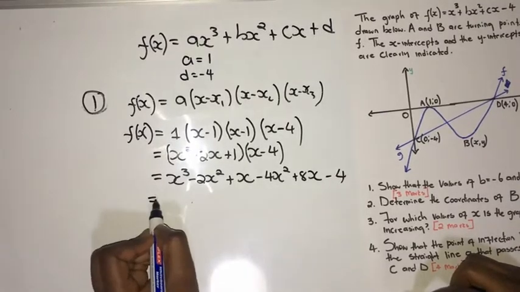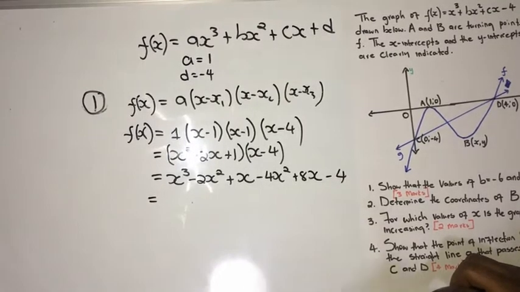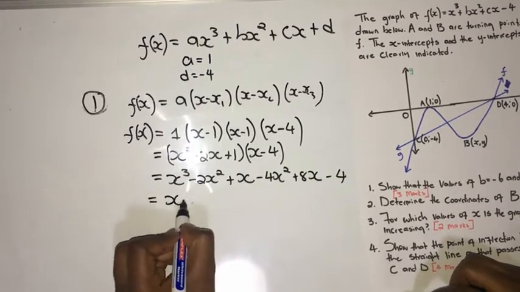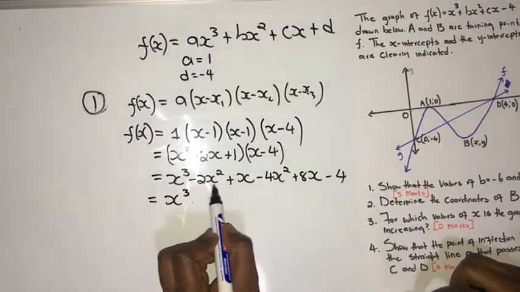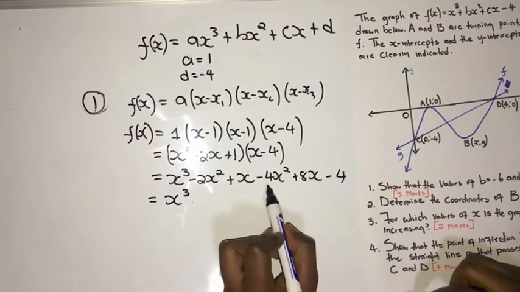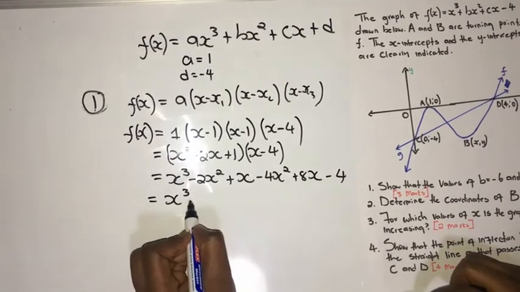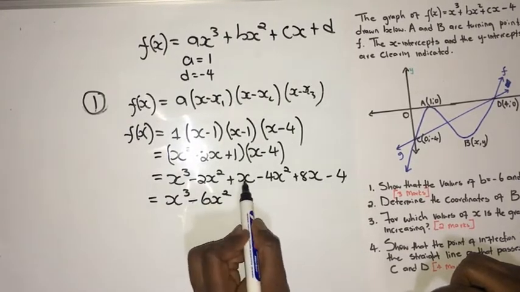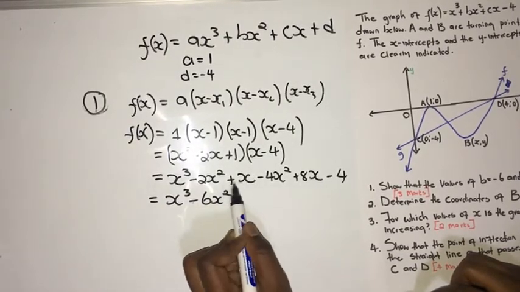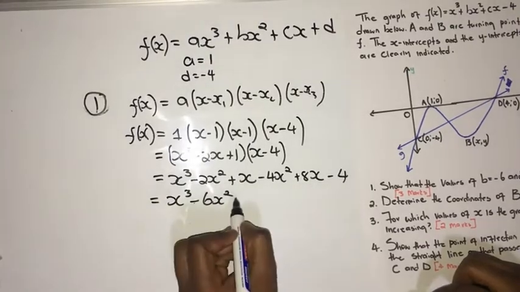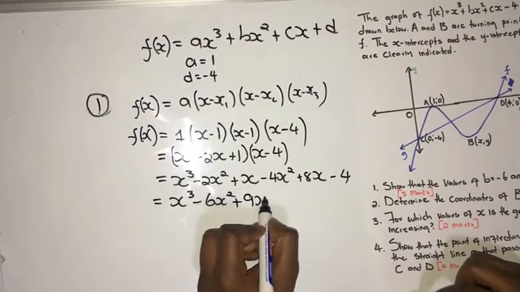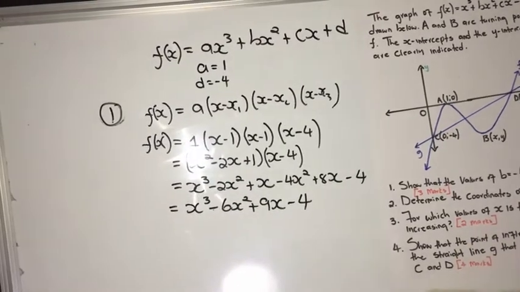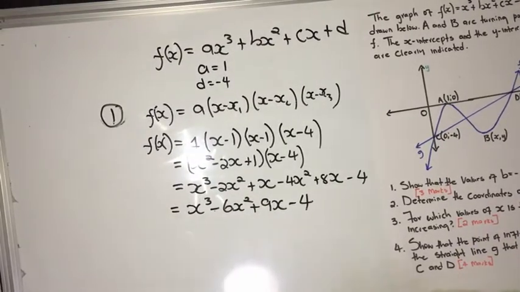Okay, so now we need to add the like terms together. Anything to the power of 3 is only x cubed. For anything to the power of 2, we have minus 2x squared and minus 4x squared. When we add the 2, we get minus 6x squared. And then for x, anything to the power of 1, we have 1x plus 8x, so that's basically 9x. And then the minus 4 is just alone. Alright, so now we have our cubic function like that.